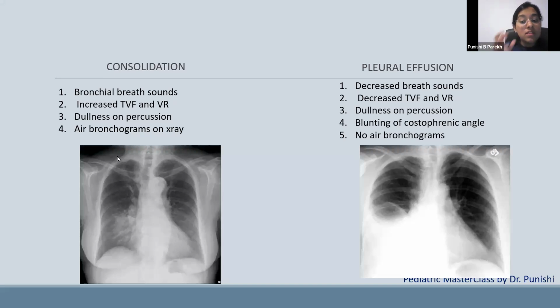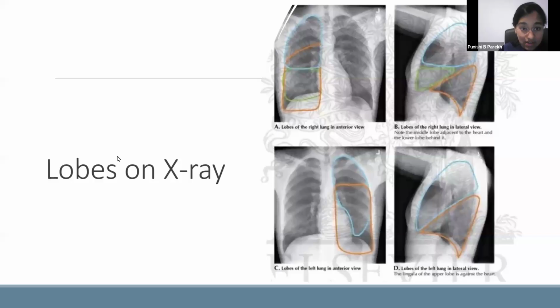So another important concept to understand is how you look at the lobes of the lung on a chest X-ray. Let's again try and remember what we saw on examination. The blue line represents the right upper lobe. The green line represents the right middle lobe. And posteriorly, when we look at an X-ray in the AP view, the orange line refers to the right lower lobe.